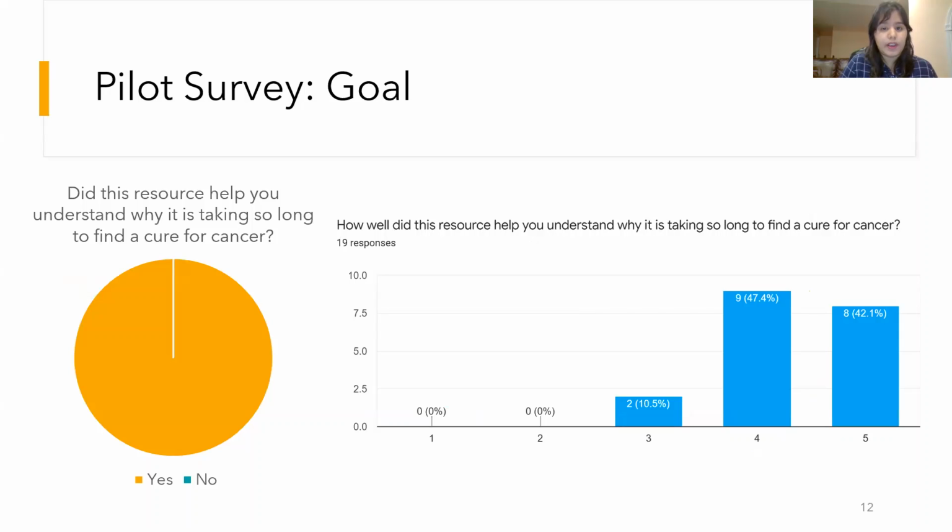So next we look at the goal. One part of it was whether the resource helps the participants understand why it is taking so long to find a cure for cancer. And everyone unanimously answered yes. And the follow-up question on how well this understanding is occurring, most people answered in the higher range, which means they either completely or mostly understand why it is taking so long to find a cure. So this is good, which means it's kind of meeting the goal of that gap that we talked about.